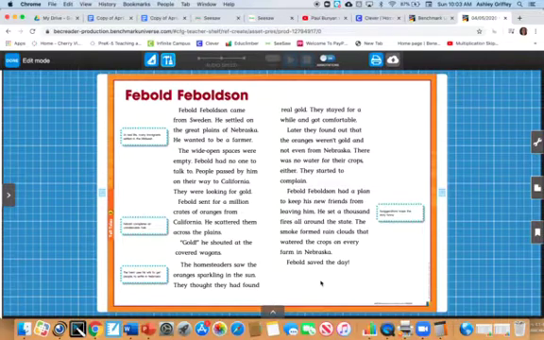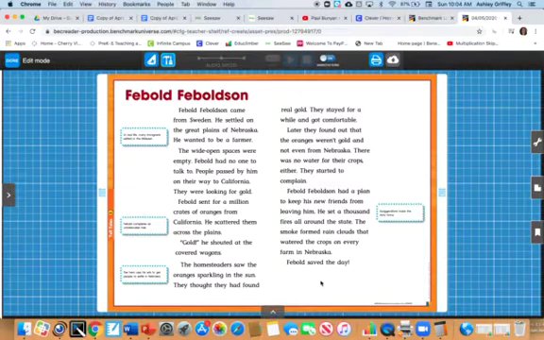"Gold!" he shouted at the covered wagons. The homesteaders saw the oranges sparkling in the sun. They thought they had found real gold. They stayed for a while and got comfortable. Later, they found out that the oranges weren't gold and not even from Nebraska. There was no water for their crops either. They started to complain.